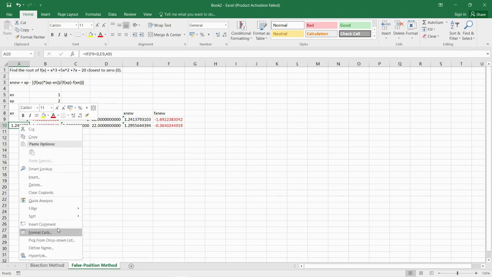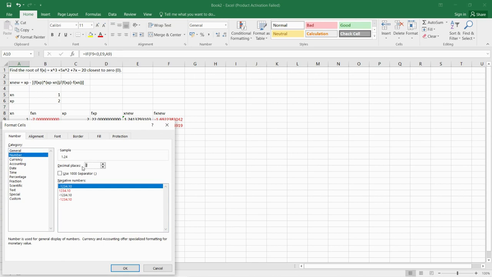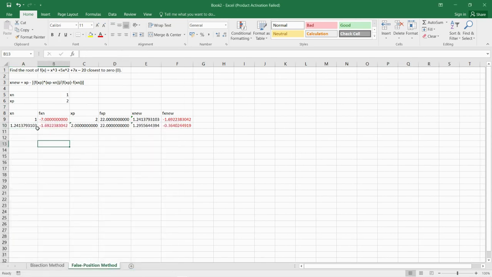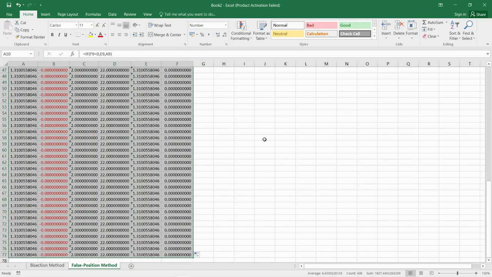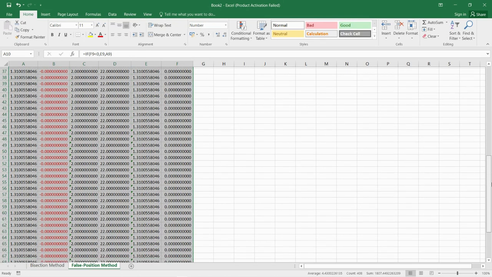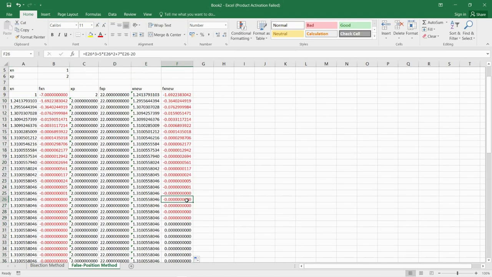1, 2. Then decimal places also. And then let's drag this one until we find the value of f of x nu equal to 0. Here we already got the value of f of x nu equal to 0.